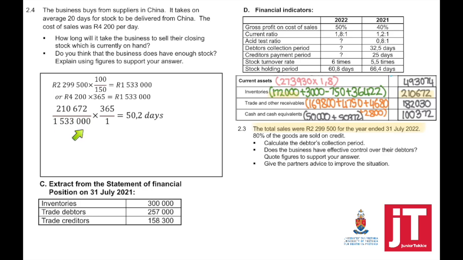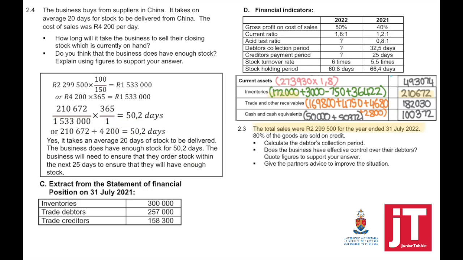210,672 divided by my cost of sales times 365 equals 50.2 days. If you take your closing stock and you divide it by the cost of sales per day, it will also provide you with that same amount of time.